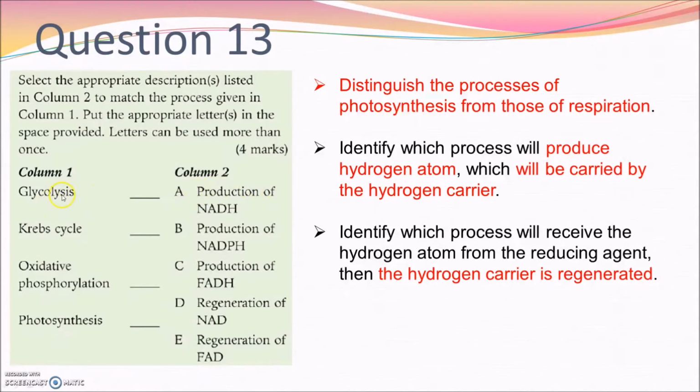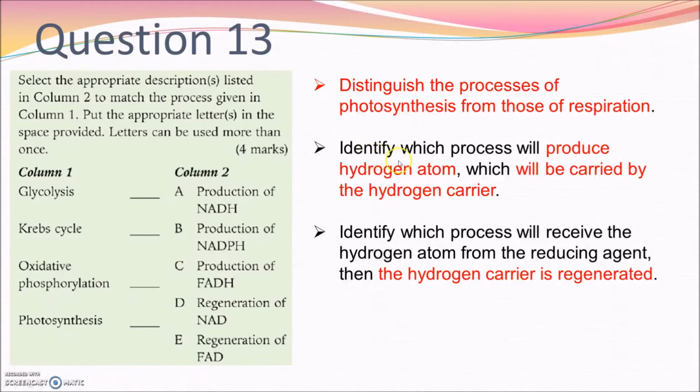We have glycolysis, Krebs cycle, oxidative phosphorylation, and photosynthesis. So for the first part, you need to distinguish the process of photosynthesis from those of respiration. Obviously we have only one photosynthesis here. Of course, some questions may give you the Calvin cycle, or photophosphorylation, and give you all the terms together for you to distinguish and identify. So you need to do revision and be able to distinguish those processes from each other.